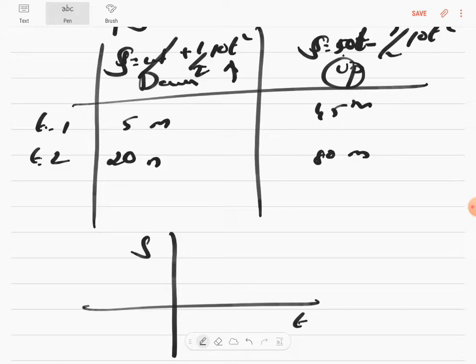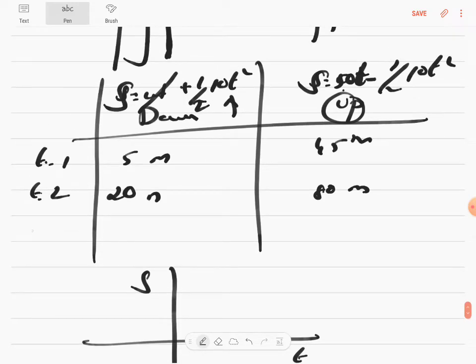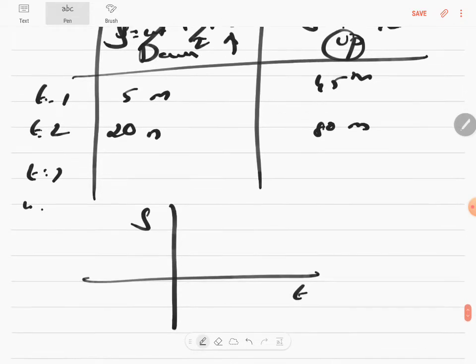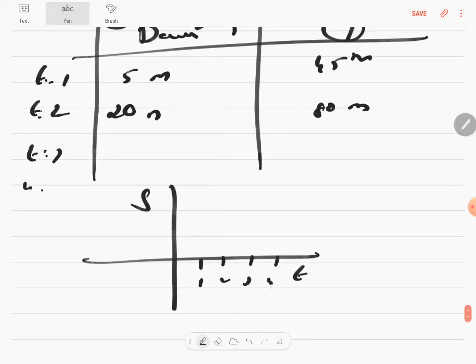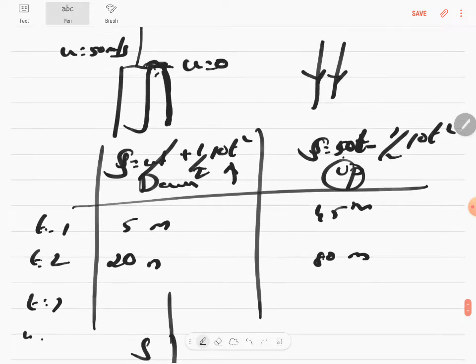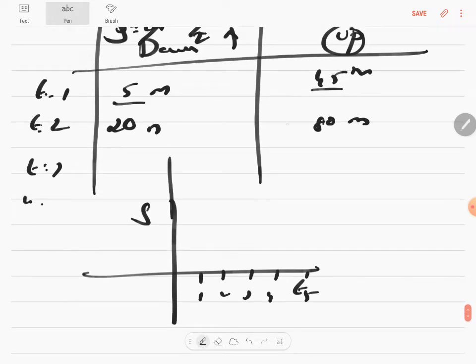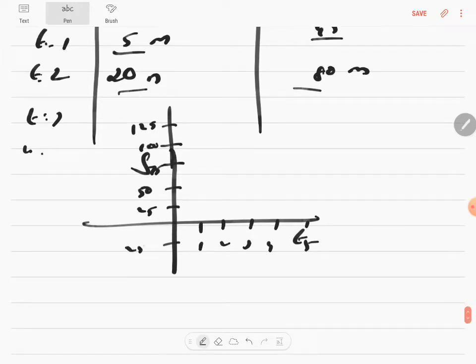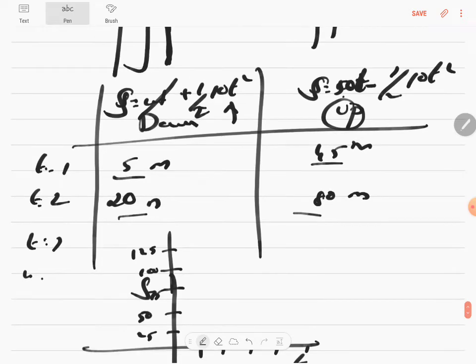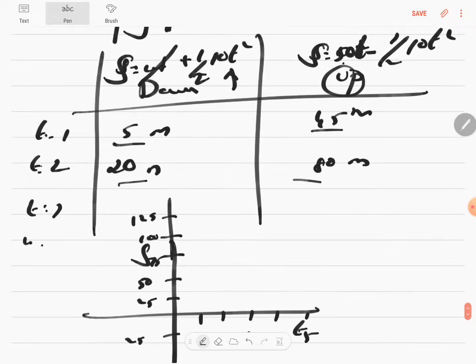And for the x-axis, because timing is only 1, 2, 3, 4, 5, I am going to put just 1, 2, 3, 4, 5, that's all. But displacement ranges over big values like 5, 20, 45, 80. So I'll write it as 25, 50. I need a scale which is suitable for drawing both the graphs. So 25, 50, 75, 100, 125, that is fine, and minus 25, because displacement can also become negative, correct? Okay, like this you draw.